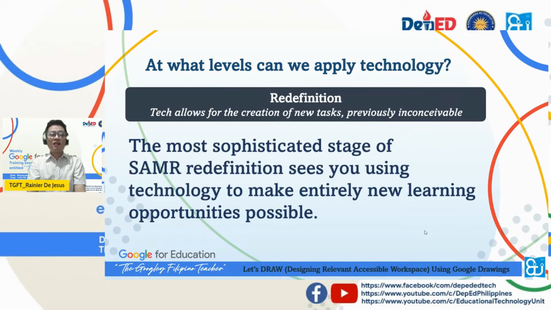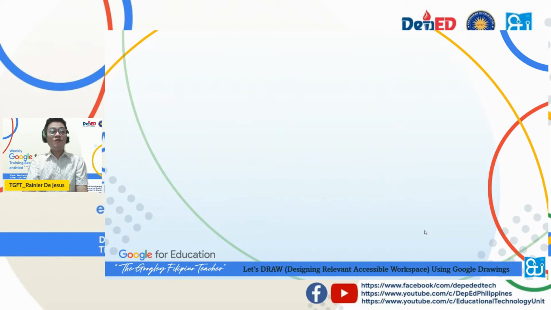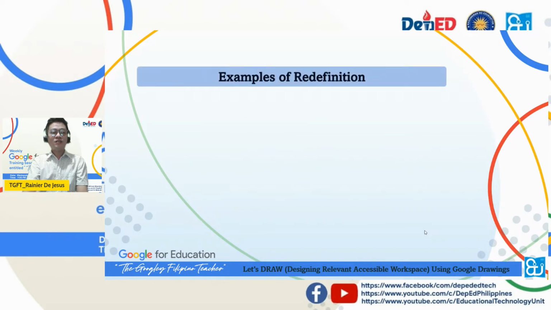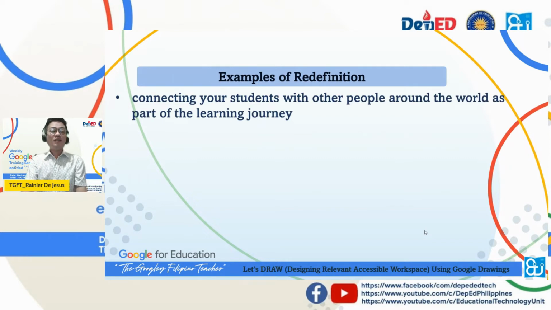This SAMR model's last stage is what we call the most sophisticated stage of the model or the framework. It uses technology to make entirely new learning opportunities possible. Let me give you some examples of redefinition in technology integration. One, connecting your students with other people around the world as part of the learning journey.